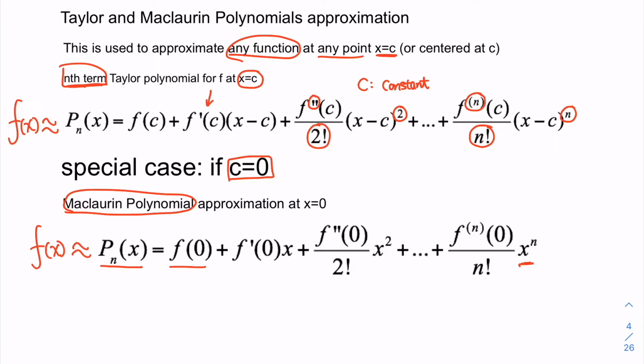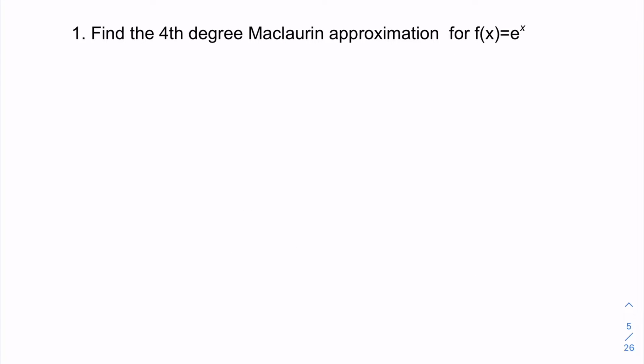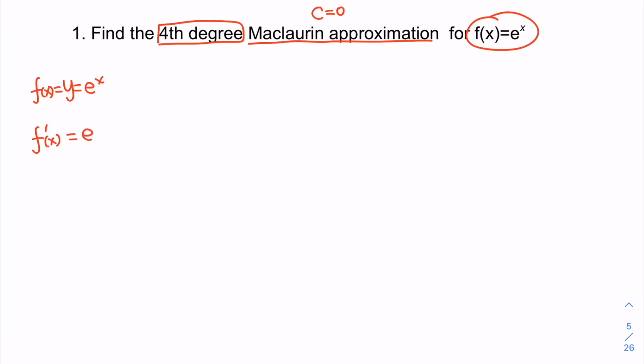How do we write this out? Find the fourth degree Maclaurin approximation. Fourth degree means we are going to have x to the fourth power, and Maclaurin means the center equals 0. Given f of x equals e to the x, first we take the derivative, then the second derivative, the third derivative, and the fourth derivative.